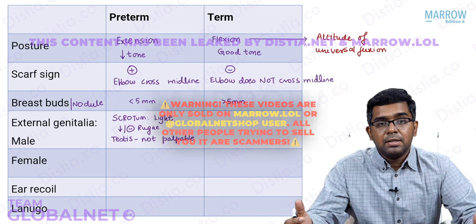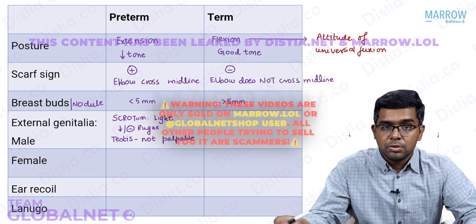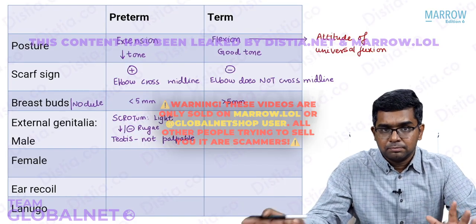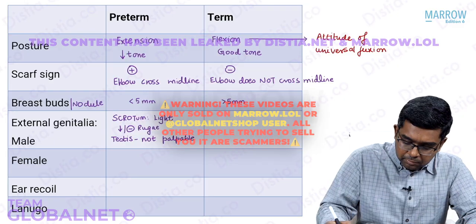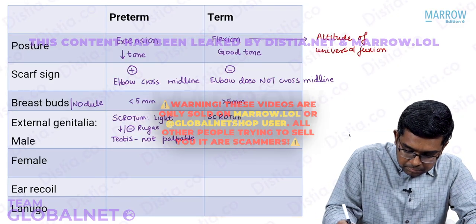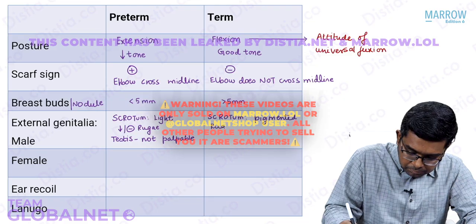So a baby before that, that is a preterm baby, may not have a palpable testis in the scrotum, because it is not yet fully descended into the scrotum. Whereas for a term baby, the scrotum appears to be pigmented, and will have a lot of rugae, and definitely the testis is palpable in the scrotum.